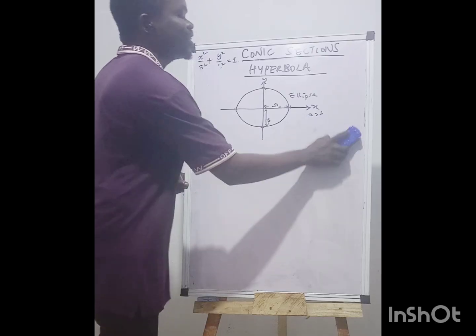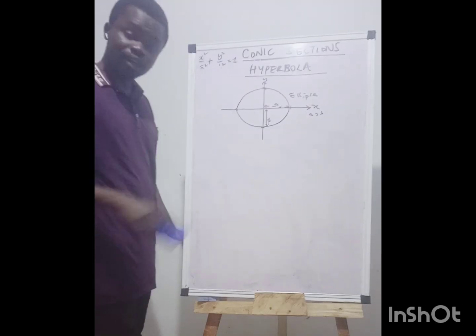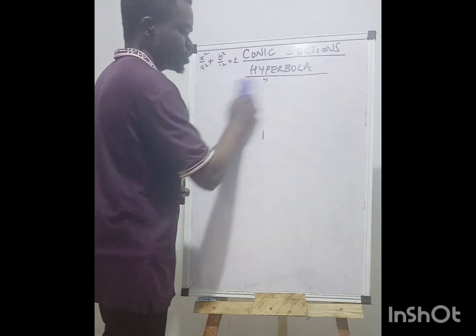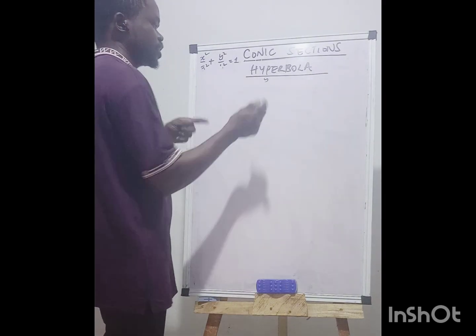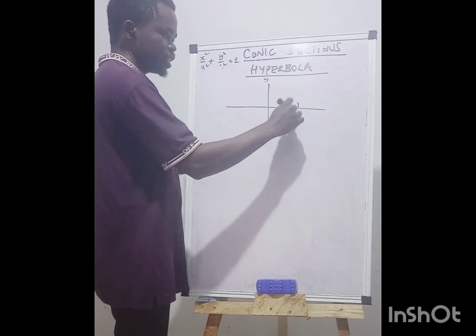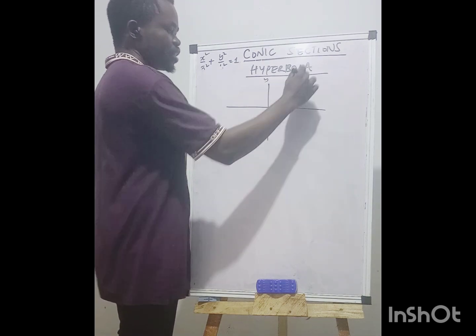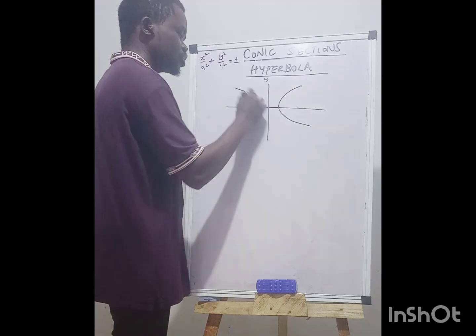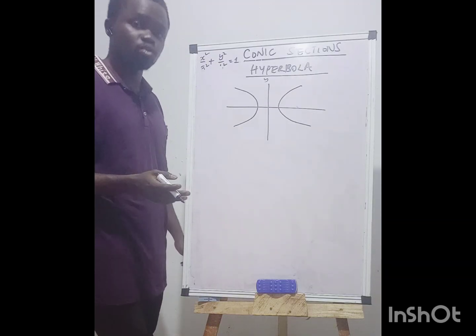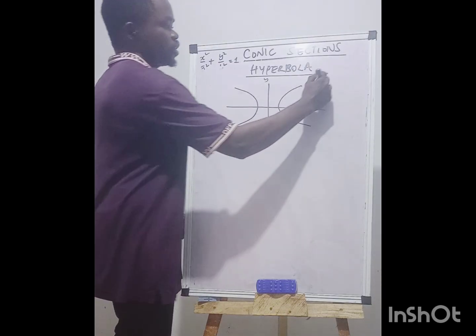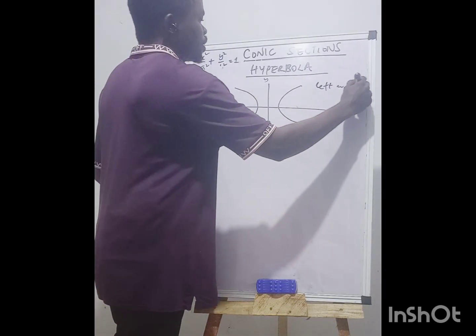The hyperbola is simply the reverse of the shape of the ellipse. Instead of the shape being like this and like this, it is now in the reverse. It's now like this and like this. So it has two forms. This is what we call left and right.